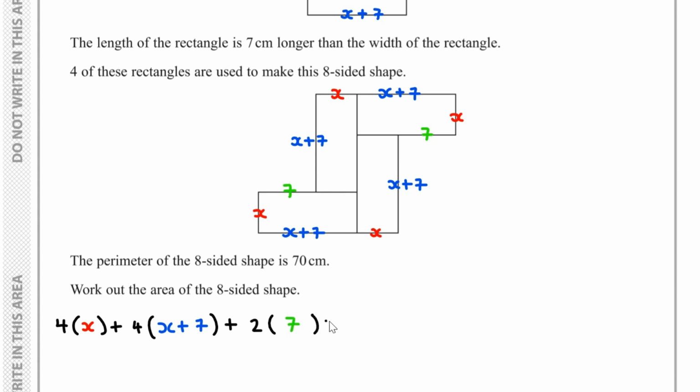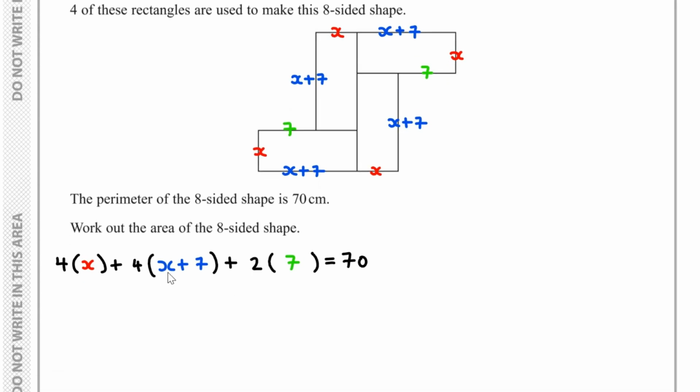and it turns out here we get 70 centimeters. So we've got 4x plus another 4x, so that's 8x. And then we've got 4 times by 7, which is 28, plus 14, that's 42. So we've got 8x plus 42 equals 70. So 8x equals 28. And therefore x is equal to 3.5.